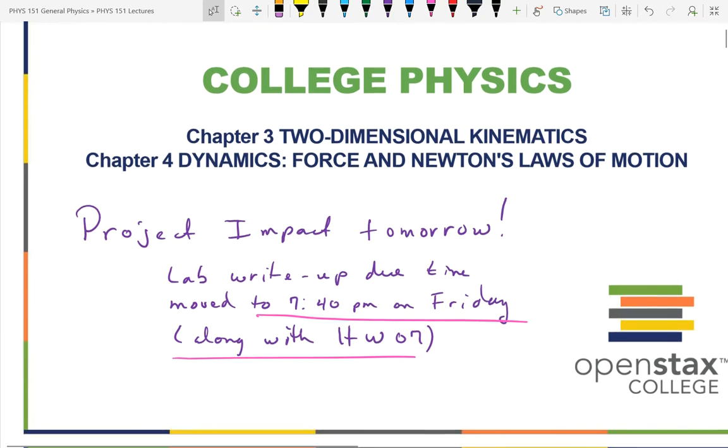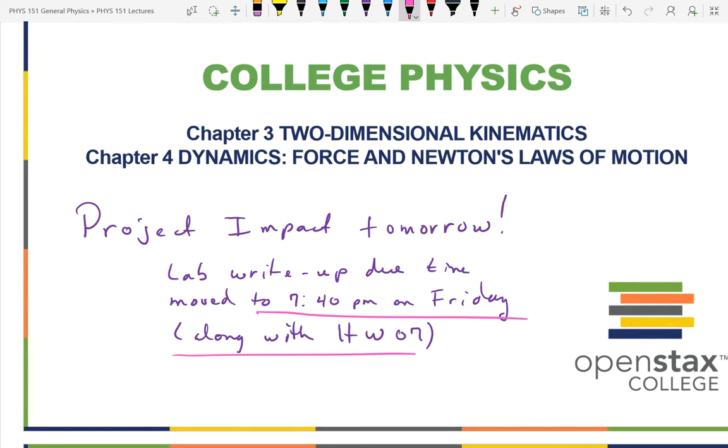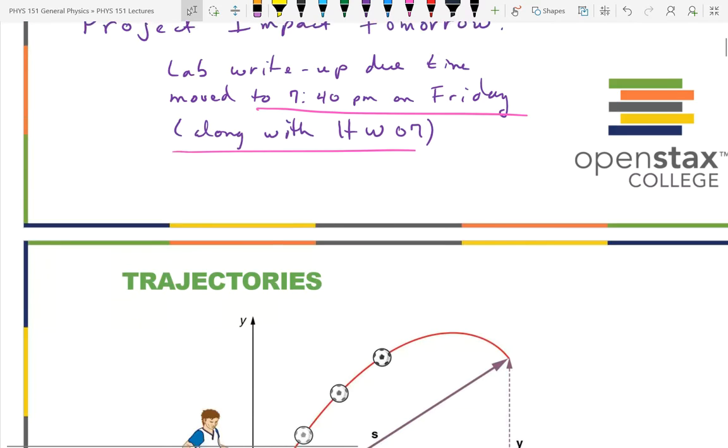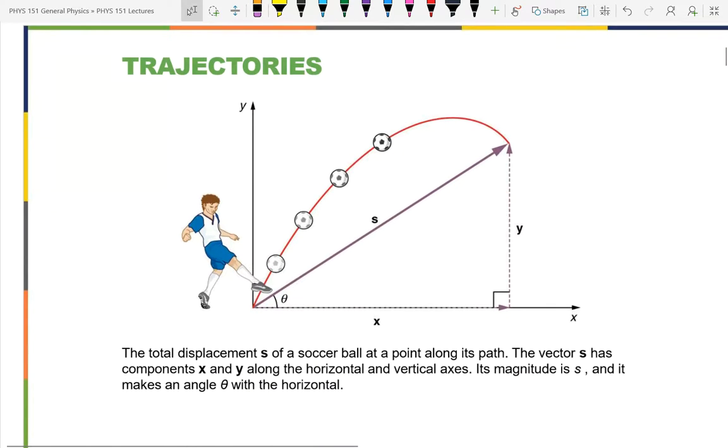Let's not forget that. Okay, I'm going to finish up chapter 3, doing some 2-dimensional kinematic problems and a demonstration. And then we'll start chapter 4 today. So the finishing up in chapter 3 is talking about trajectories. Trajectories are the paths taken by objects that are in free fall. So free fall means that it's flying with nothing affecting it except gravity.